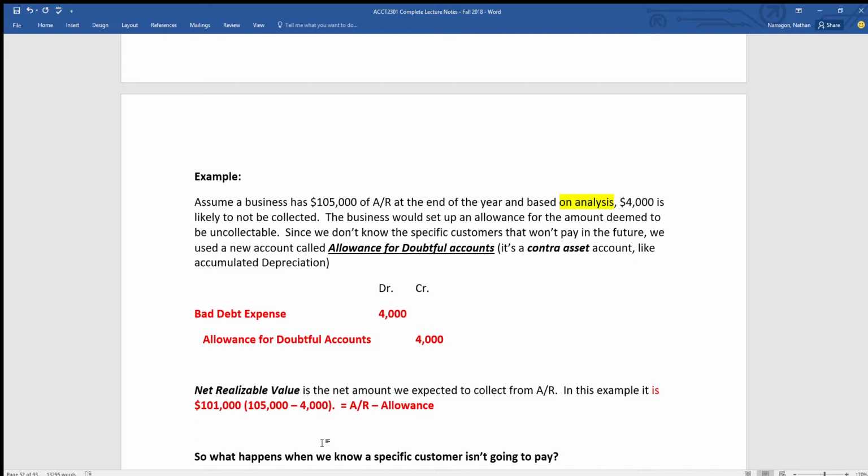And so when we look at net realizable value, all we do is take what's in accounts receivable and minus what's in allowance for doubtful accounts. So this is what is known as net realizable value. On a balance sheet, this will pretty much look like accounts receivable minus allowance equals 101,000. So investors know how much we basically expect to collect from AR.